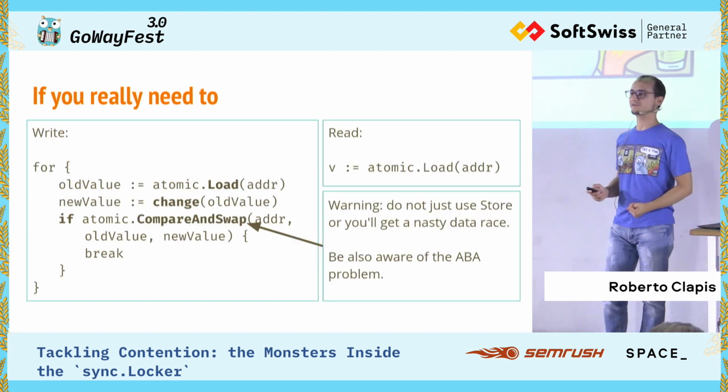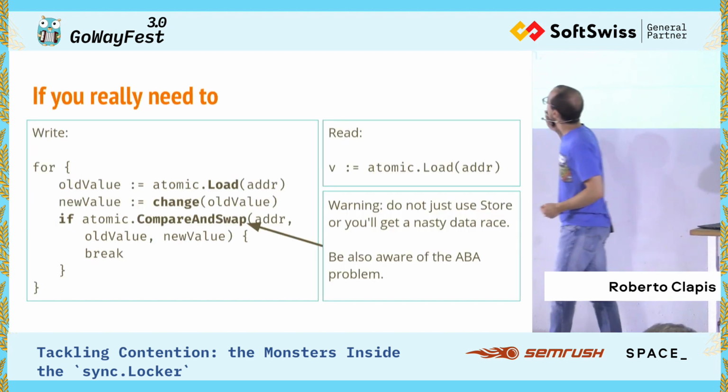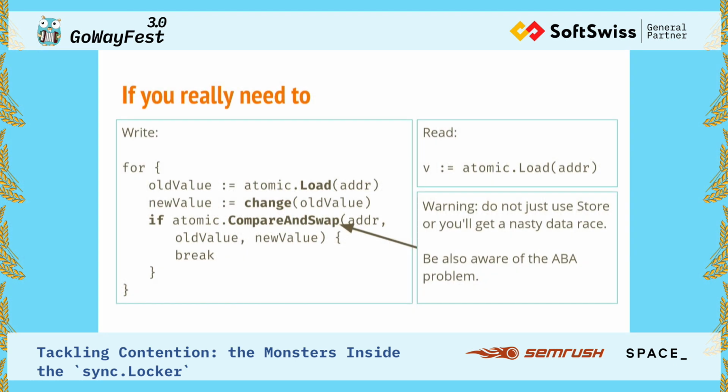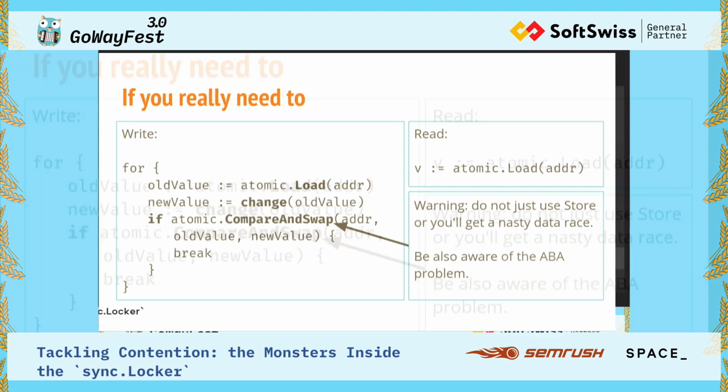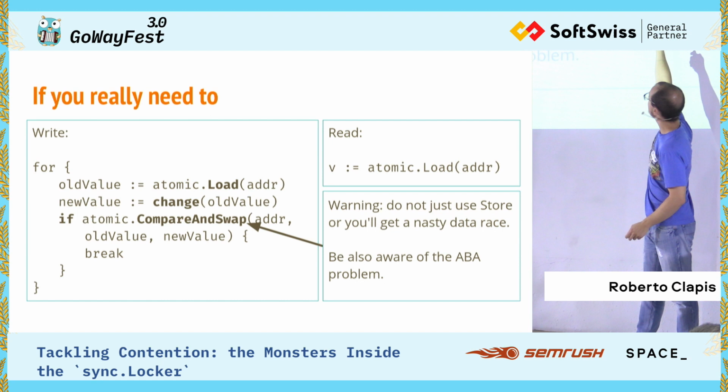But if you really have to, I have an example. So the read part, which is the one that you're going to do more, is very easy. You just atomic load it. Now, I omitted the type, but after the load, there is another word.